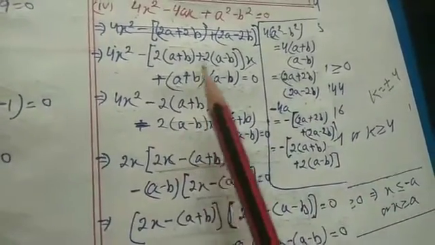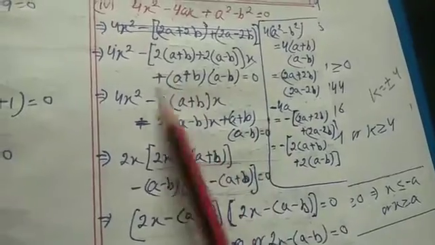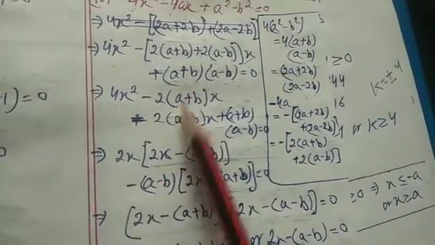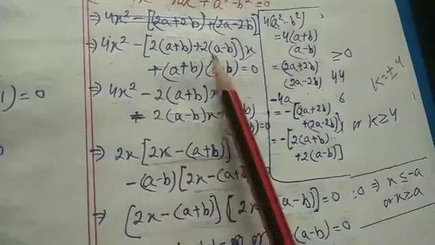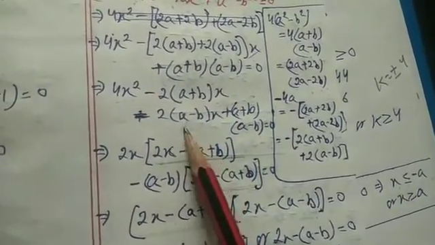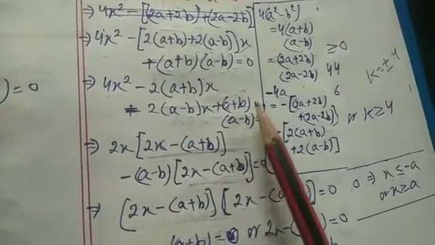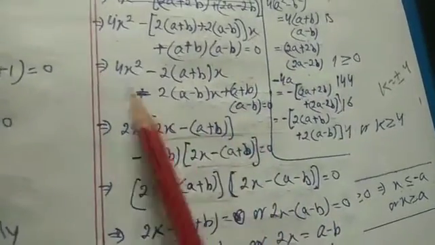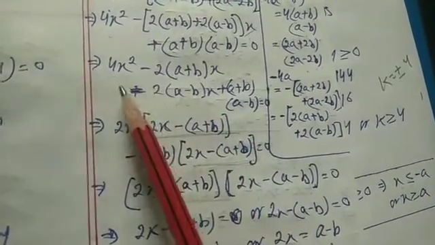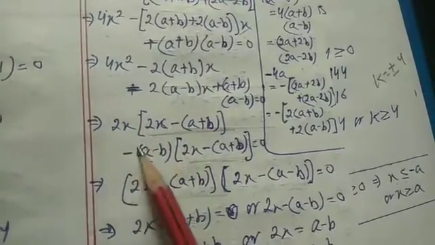So now after this, we are multiplying both the terms by x. So we are getting 4x square minus 2 into (a plus b) into x, then minus twice of (a minus b) into x, plus (a plus b) into (a minus b). Now we are taking common from the first and the second term. So what is common here? Common is 2x. So we have taken 2x here common.